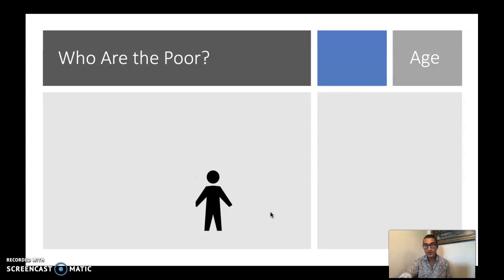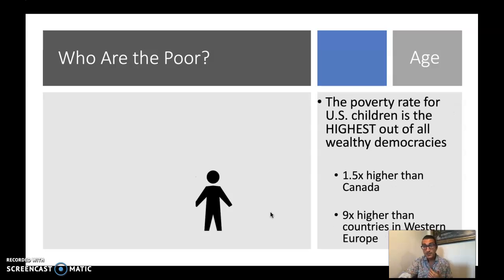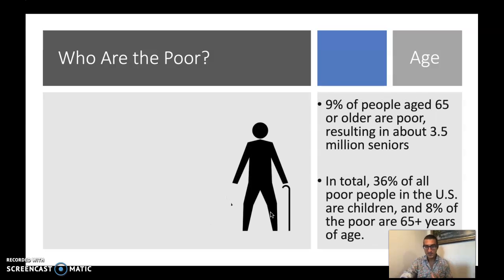Another interesting fact about poverty in terms of children is that the U.S. has the highest rate of children living in poverty out of all wealthy democracies. We have the highest rate of children living in poverty out of any wealthy nation in the world, right? So we have 1.5 times higher poverty rate for children than Canada, and over 9 times higher than countries in Western Europe. So again, a really clear indicator that the United States is doing something wrong when other industrialized nations have far fewer children living in poverty in comparison to us.